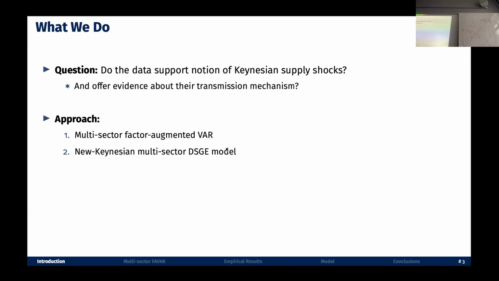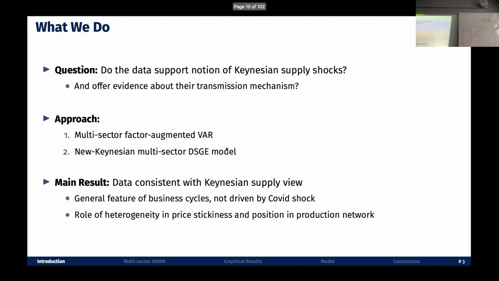That's why the multi-sector. I want to allow the possibility of the existence of sectoral shocks, but also aggregate shocks. So I need some kind of common factors which are going to capture the aggregate effects of aggregate shocks, like monetary policy, for example, which is not sectoral. And I'm going to use this model in a way that is going to allow us to speak to this question. And we find that the data are indeed consistent with this Keynesian supply view.